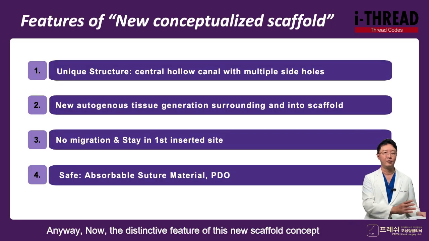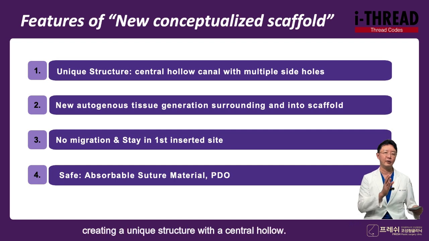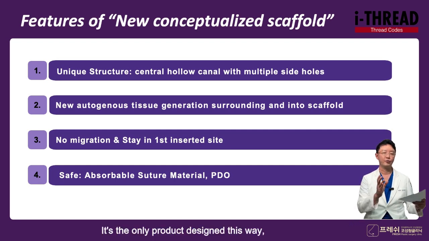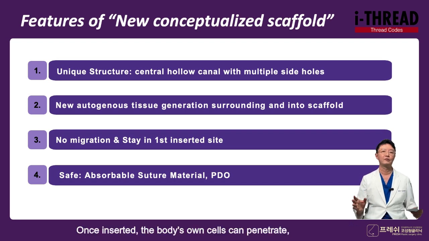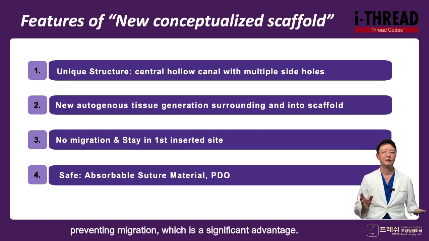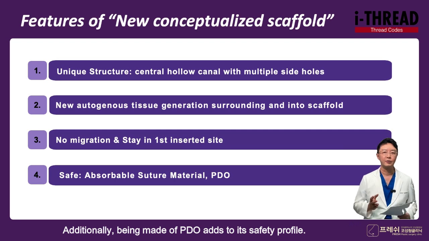Anyway, now the distinctive feature of this new scaffold concept is that it has multiple side holes when viewed from the side, creating a unique structure with a central hollow. It's the only product designed this way, providing an environment where autogenous materials can grow. Once inserted, the body's own cells can penetrate, preventing migration, which is a significant advantage. Additionally, being made of PDO adds to its safety profile.